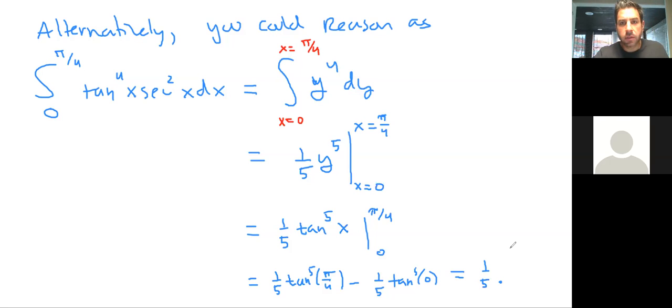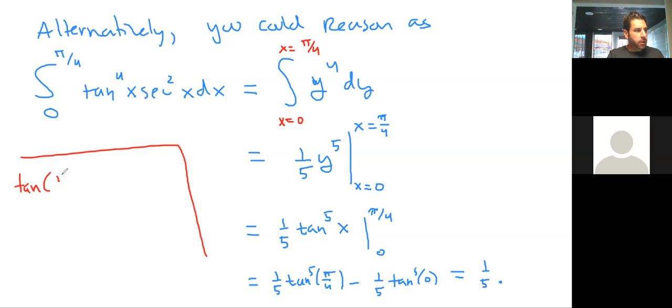By the way, for those of you who are still confused about where I'm getting these things, you have to understand the following. Tangent of pi over 4 is 1. Tangent of 0 is 0. Those are facts that you should know. Draw a right triangle if you're not convinced. And even if you draw a right triangle and you're not convinced, that means you need to bone up on your basic trigonometry.